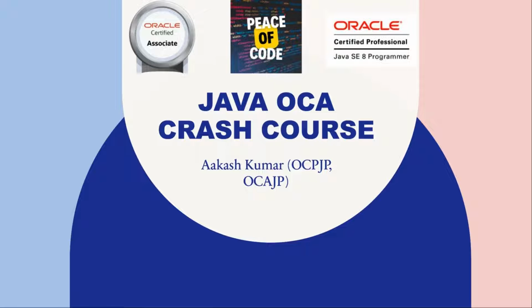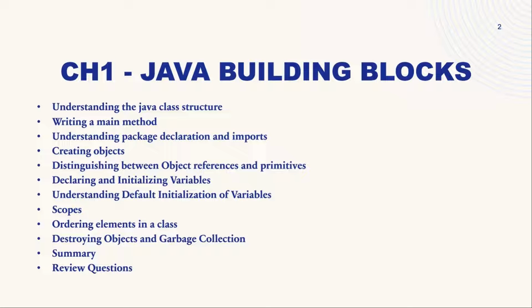All right, so today's topic we are going to start with chapter 1, the Java building blocks, and these are the subtopics that we are going to cover in this particular session. We're going to start with understanding the Java class structure, writing a main method, understanding package declaration and imports, creating objects, distinguishing between object references and primitives, declaring and initializing variables, understanding default initialization of variables, scopes, ordering of elements in class, garbage collection, and then we are going to see some questions which can come from this particular section. All right, so let's start.